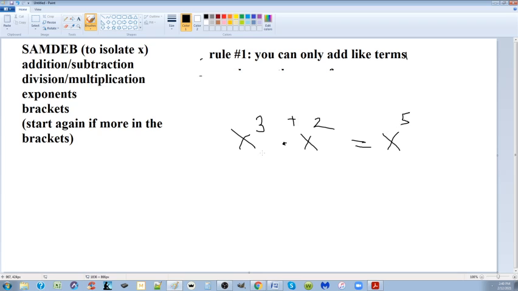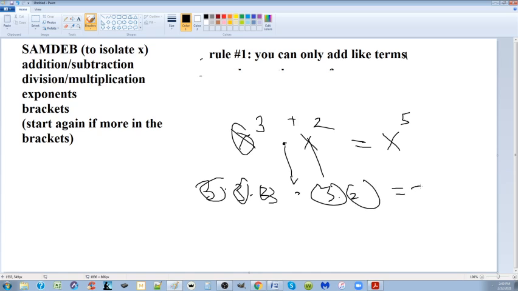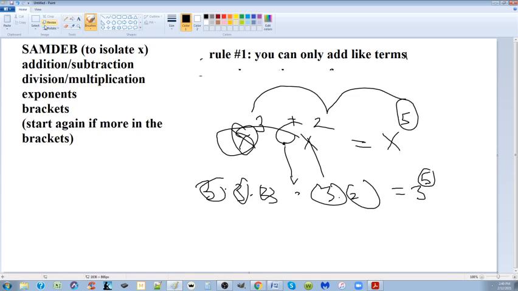To understand that better, think of x as being 3. 3 to the power of 3 is the same as 3 times 3 times 3. And 3 to the power of 2 is the same as 3 times 3. And since I'm multiplying, I'm saying, what's 3 times 3 times 3 times 3 times 3? That's 3 to the power of 5. It follows the same rule, just we're using an unknown quantity.